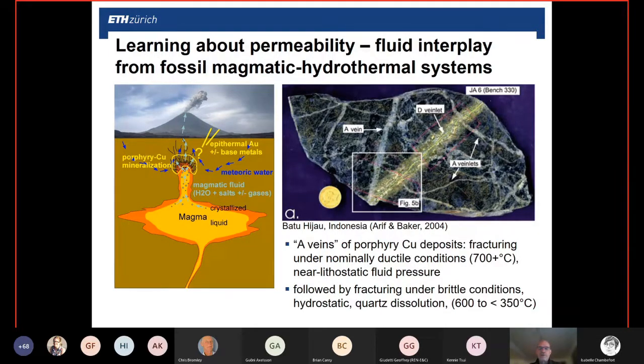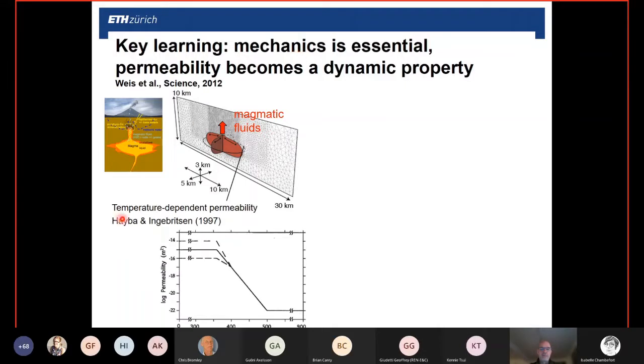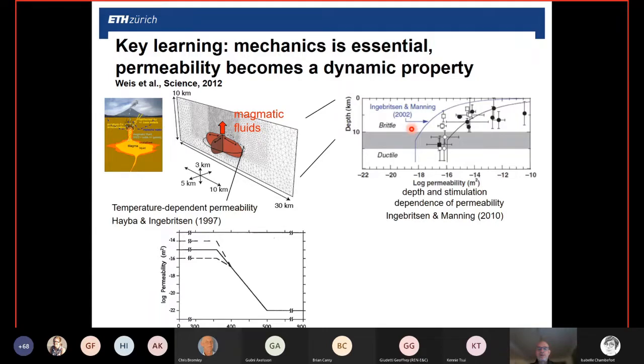But we had a lot of detours and we found that you cannot simply do a porous medium simulation, put some magmatic fluids into a simulation domain and then see what happens. Rather, we found that mechanical effects that influence permeability are really essential, and there are mainly three of them. It's the temperature dependence that we talked already about. There's a depth dependence put forward by Steve Ingebrigtsen and Craig Manning.